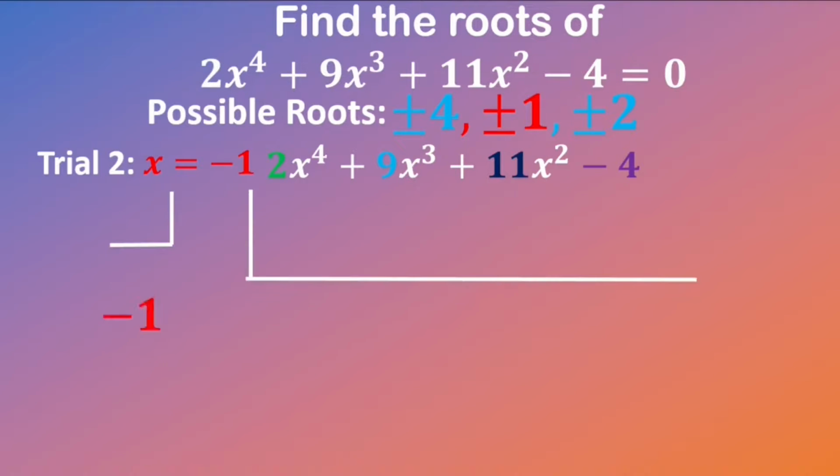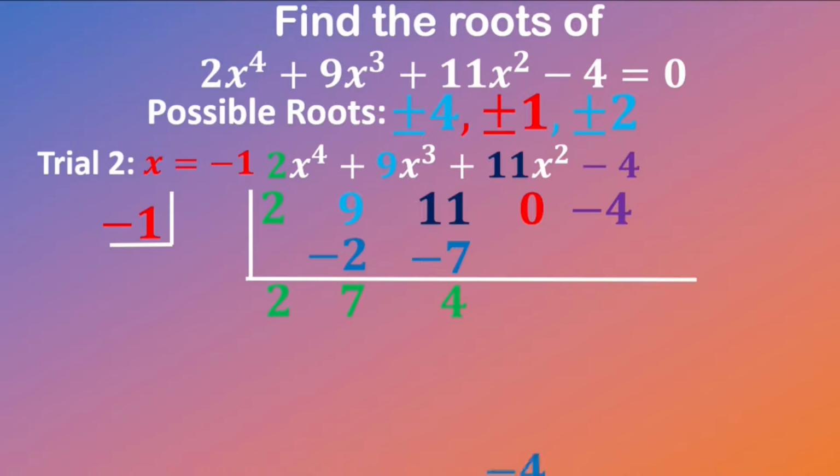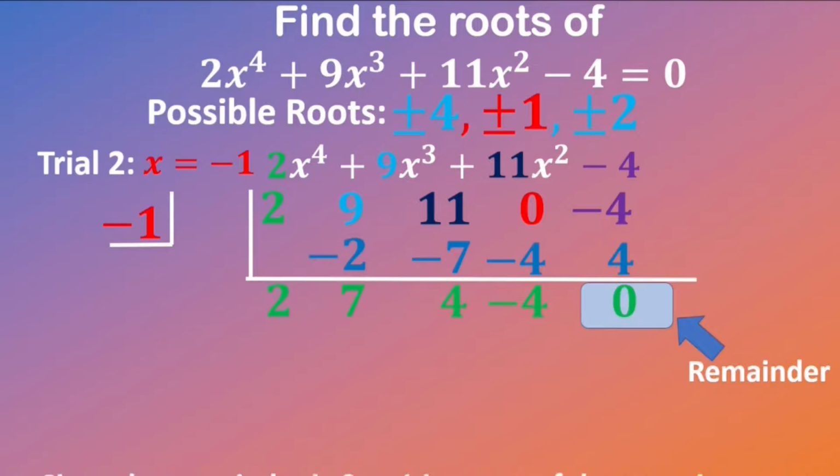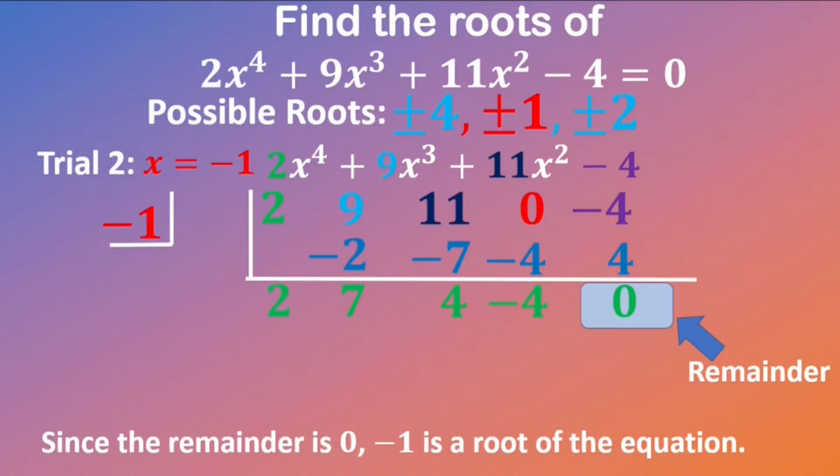Same process. Copy the numerical coefficients again. The first degree term is missing, so we will replace its numerical coefficient with 0. And then bring down 2. 2 times negative 1 is negative 2. 9 minus 2 is 7. 7 times negative 1 is negative 7. 11 minus 7 is 4. 4 times negative 1 is negative 4. 0 minus 4 is negative 4. Negative 4 times negative 1 is positive 4. And negative 4 plus 4 is equal to 0. Since the remainder is 0, therefore negative 1 is a root of the equation.